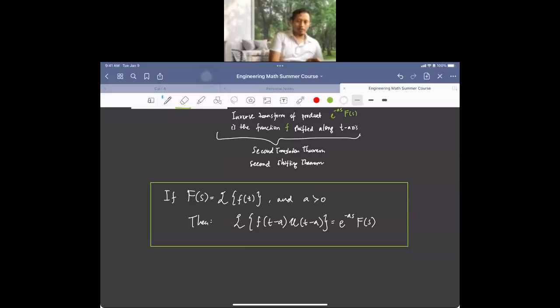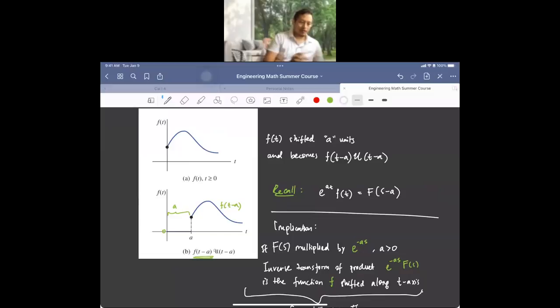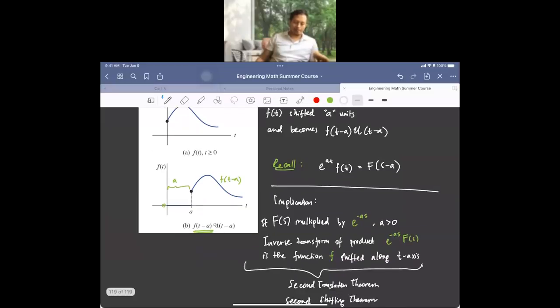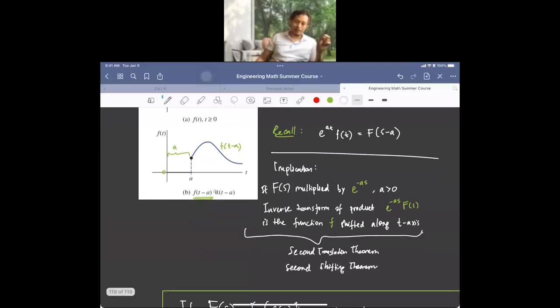Basically, this is just how we visualize the function being shifted. If we multiply the function with Heaviside and make it f(t minus a) Heaviside(t minus a), this is what will happen. And if we multiply the capital F with e to the power of negative as, the inverse transform of the product is the original function shifted on the t-axis.